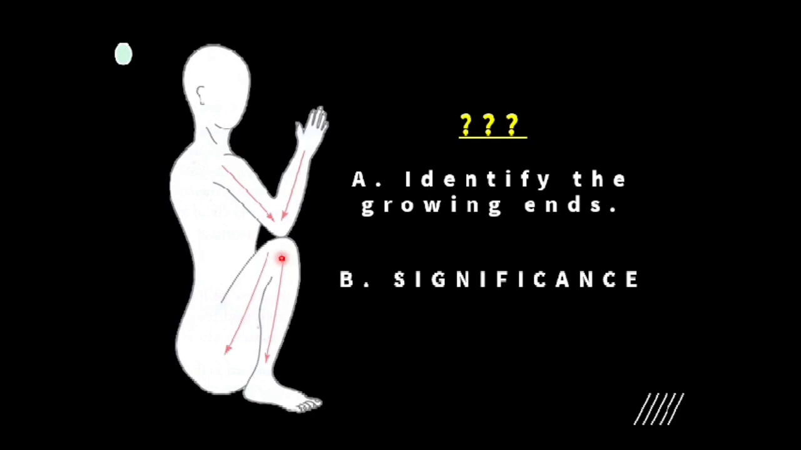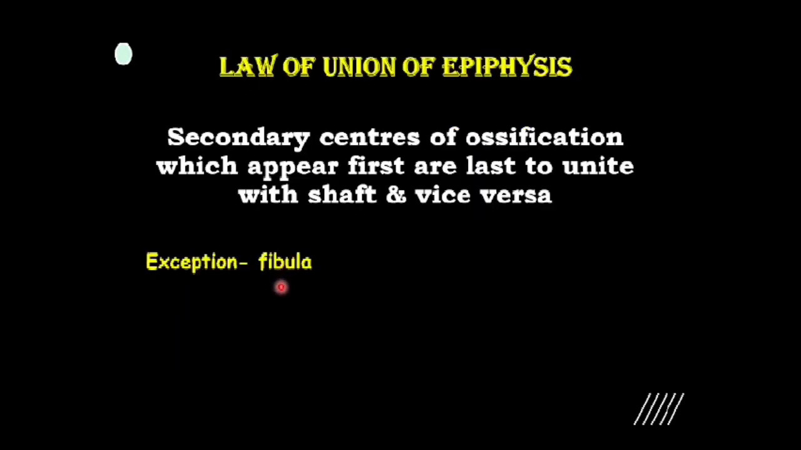Now, what is the significance of the growing end? Any injury or any infection to this end in young age is significant because it makes the bone stunted in growth. So you have to know about the growing ends. An important law you have to remember is law of union of epiphysis or law of ossification. That means the secondary center of ossification which appears first is last to unite with the shaft. We have discussed that when we learned about the growing end. In the region where the secondary center appears first, these centers will be last to unite with the shaft, and vice versa. Where the centers appear last, it unites first.